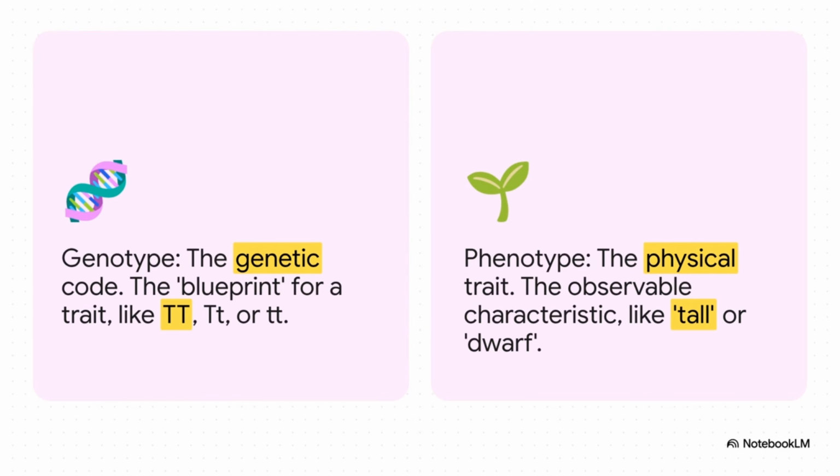Now, this next part is absolutely critical. You have to know the difference between genotype and phenotype. The genotype, that's the genetic blueprint, the actual code, like the letters TT or Tt. But the phenotype, that's the physical thing you actually see, the tall plant. So the big takeaway here is that the underlying genetic code isn't always what you see on the surface.